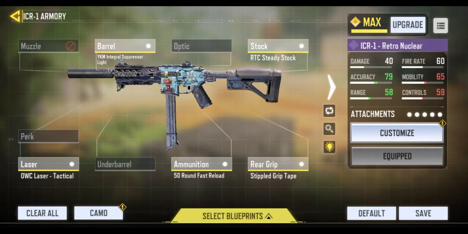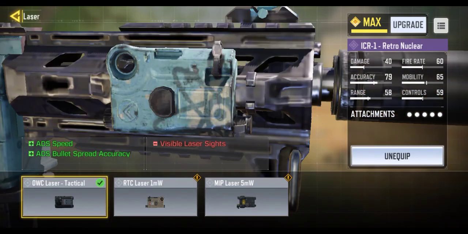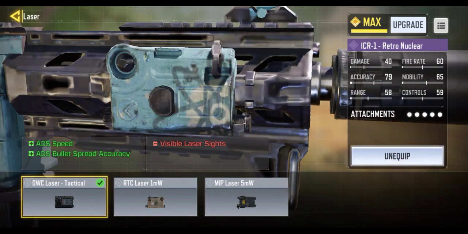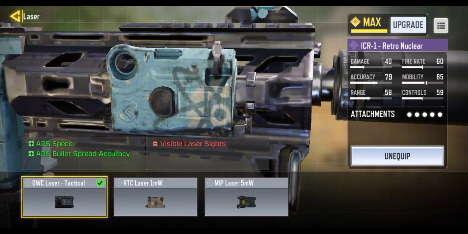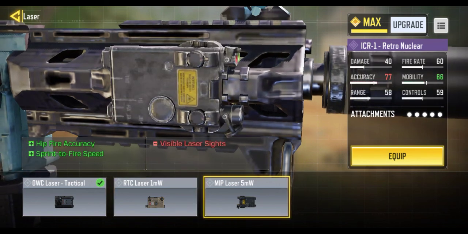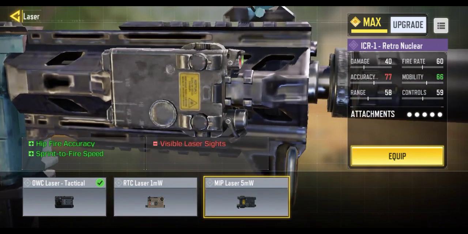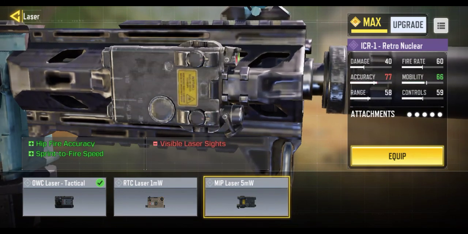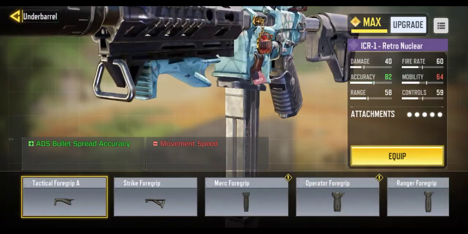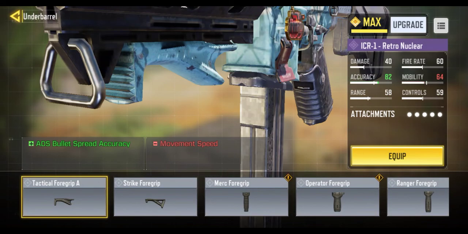Okay, let's go. This is a must, guys. This is a must because it increases accuracy. If I use this, it will not affect longer range enemies. Both are the same, but fire speed increases, which means mobility increases. So I refer to use this on the ICR. Underbarrel, no need, because it already has high accuracy.